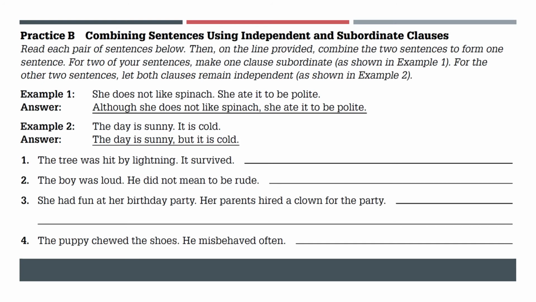Alright, let's start. Number 1, the tree was hit by lightning, but it survived. And the second one, the boy was loud, but he did not mean to be rude. So here, both of the two sentences, I keep them independent, both of them. As you can see, I've used only but, the coordinating conjunction but.